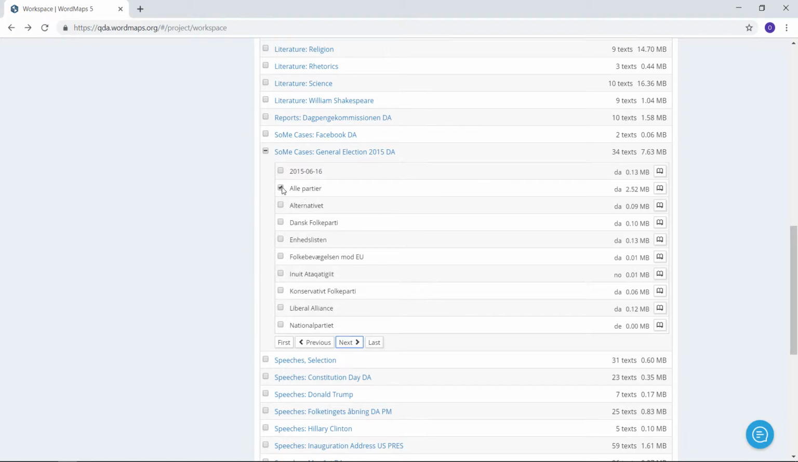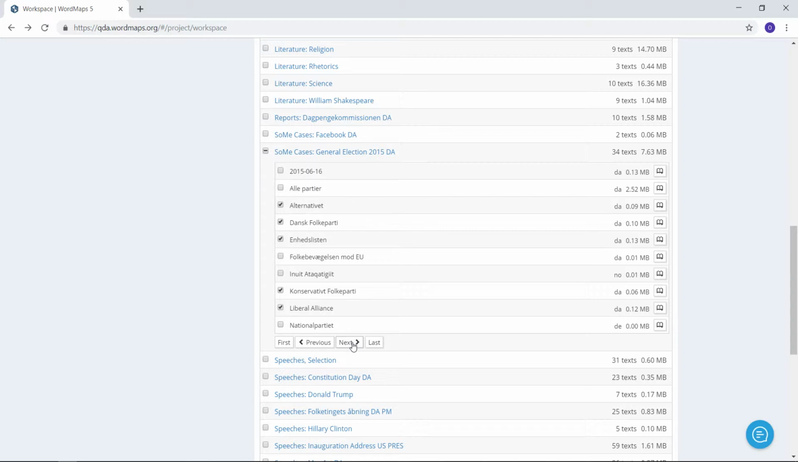We now don't select all the parties anymore. We take the individual names, and these of course are in Danish, but there is one party called the Alternative, and there is the Danish Folk Party. There is the unit list, and these two did not have a lot of activity, so we're going to exclude these. And this one, by the way, is not really a political party. We have the Conservative Folk Party, Liberal Alliance.